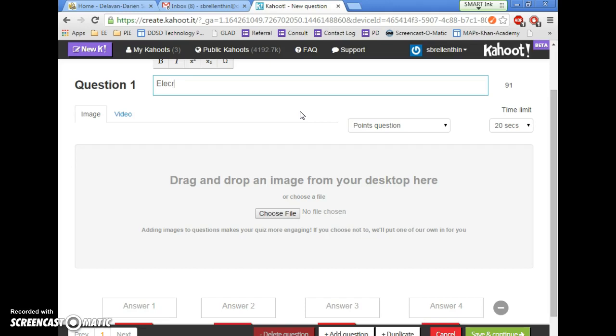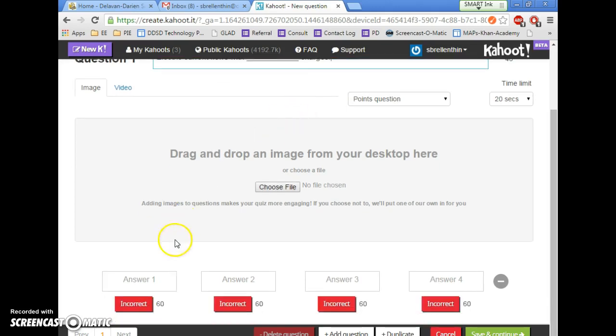Electric current flows with what kind of charges? This is a poorly written question, I'm sorry, I'm just going to do this on the fly. Positive charges or negative charges? All these are incorrect. You click the one that's going to be correct. In this case, it's negative.